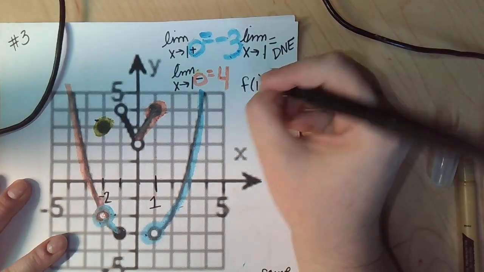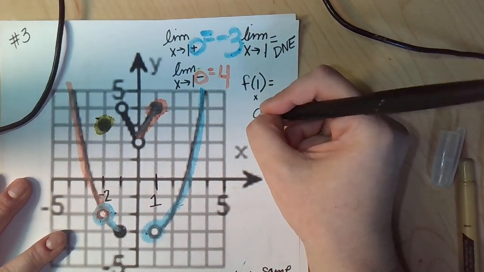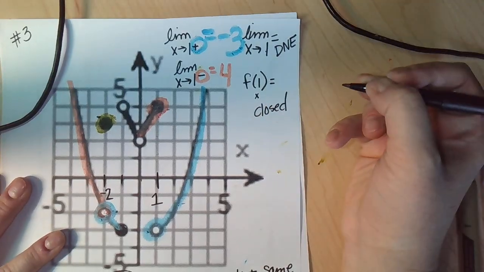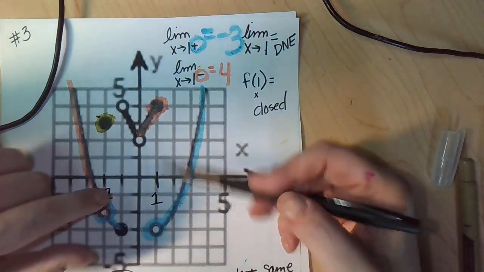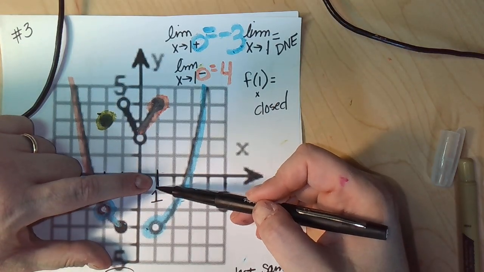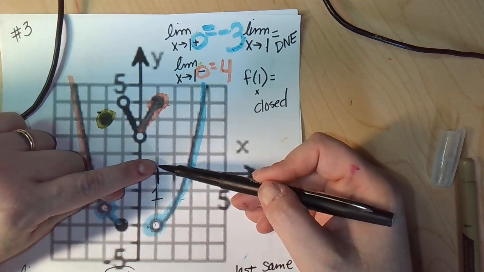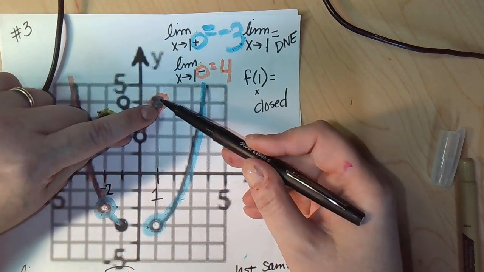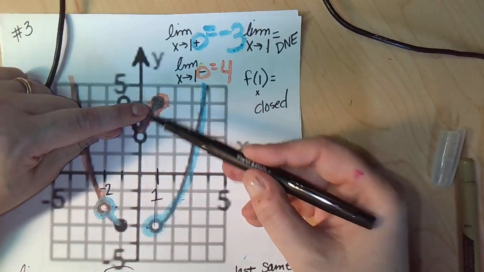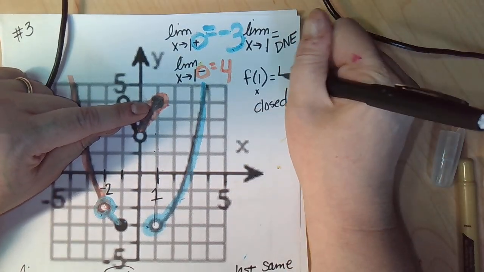Okay, f parentheses 1, remember that's when x is 1 and it only wants the closed hole. So let's look at when x is 1. Here it is. And it only wants the closed hole. So it's not this one. We got to rise up. What's the y value at this closed hole? Up 1, 2, 3, 4, 4.